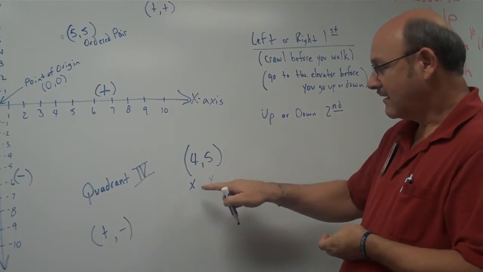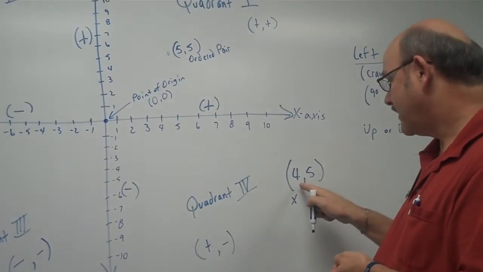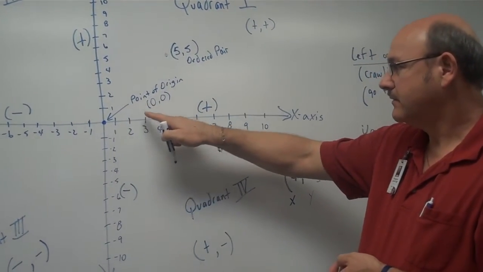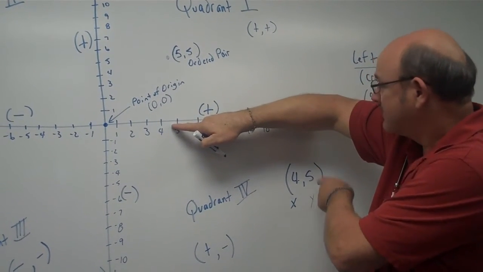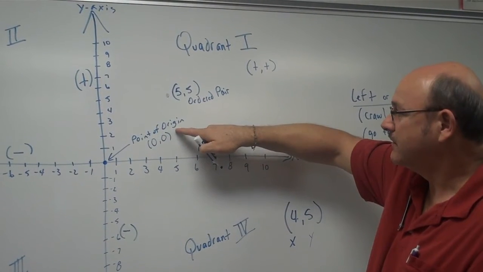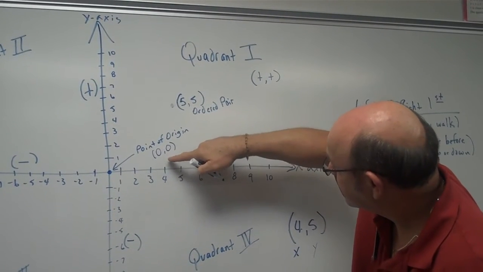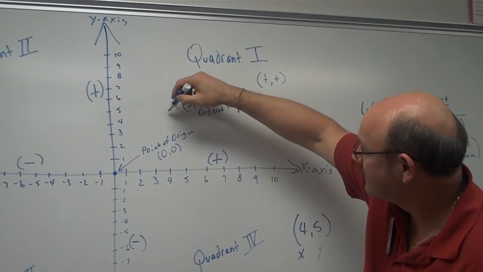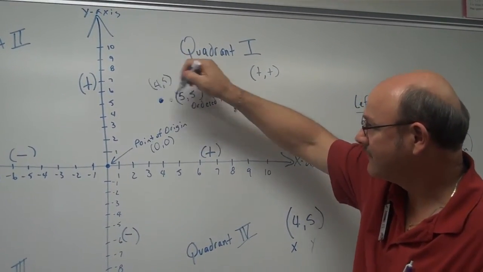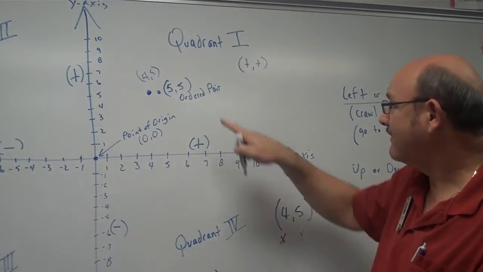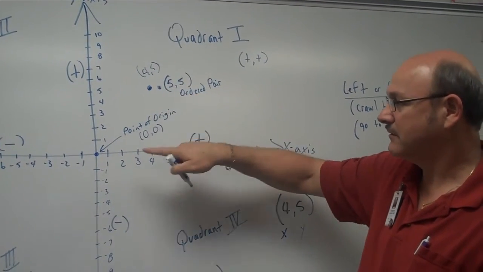So on this 4, 5, we're going to start at the point of origin, and we go positive 4. 1, 2, 3, 4. From there, we go to the Y, which is positive 5. So we go up 1, 2, 3, 4, 5. And our point is going to be, I went too far, didn't I? 4, 5. Our point's going to be right in here, because this is 4, 5. Here's 5, 5. On 5, 5, we went 1, 2, 3, 4, 5 over and 1, 2, 3, 4, 5 up.